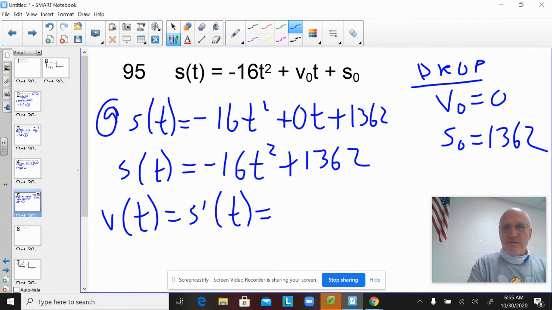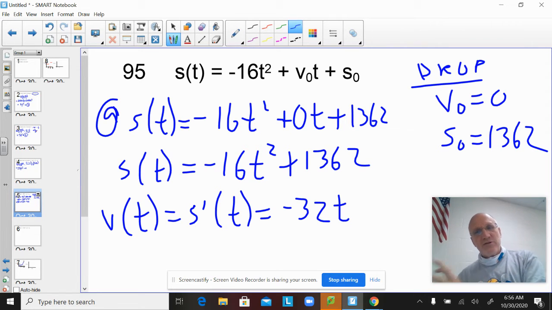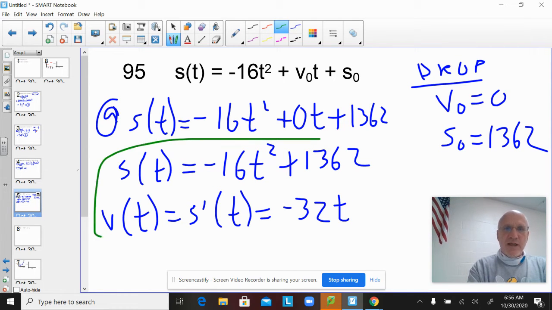So that's just the derivative of this, which is, let's see, move the 2 out front. 2 times negative 16 is negative 32. That'd just be t to the first. The derivative of plus 1362 is in fact 0. So I think there's your answers for part A. I've got the position function and the velocity function.